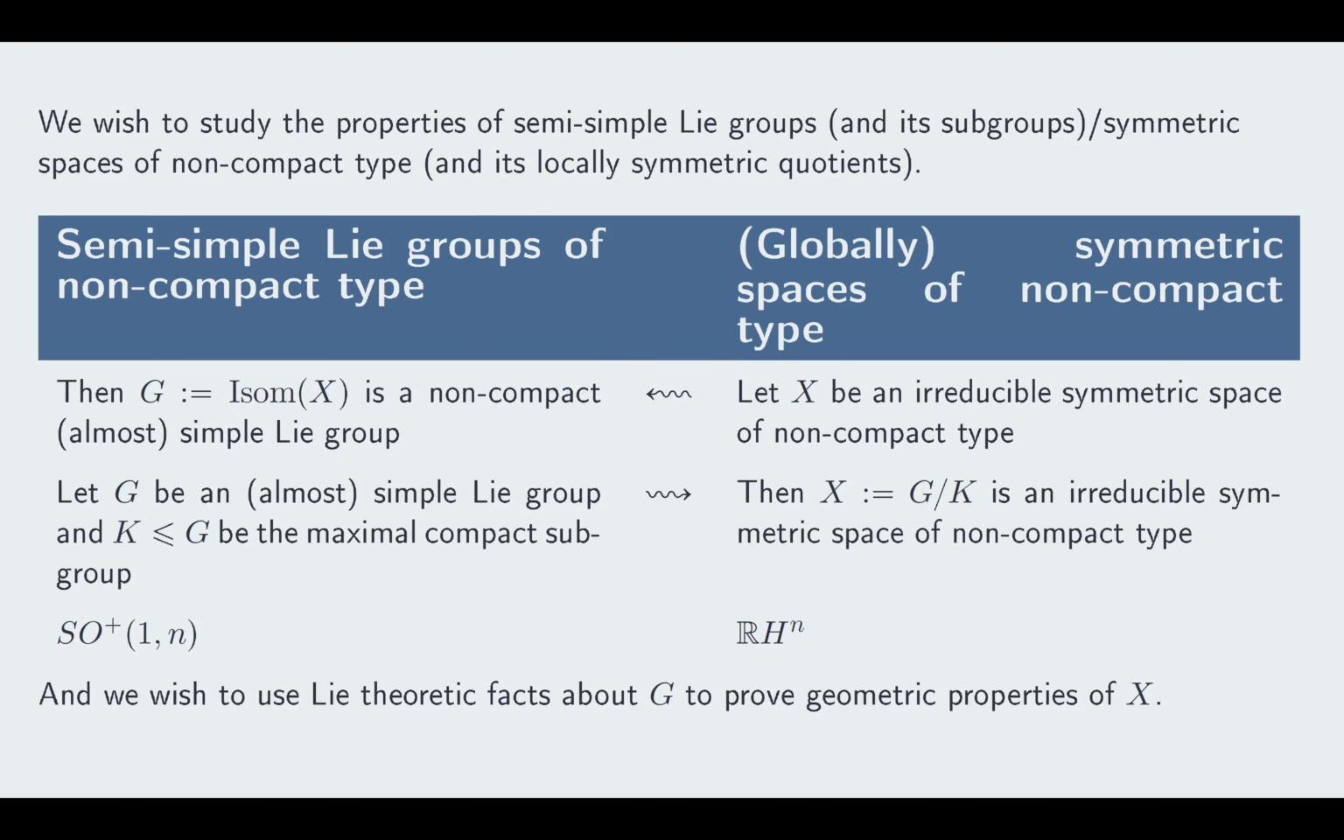And we wish to study the geometric properties of these symmetric spaces and their quotients, using Lie theoretic facts about the groups, their Lie algebras, or their subgroups. And vice versa, we can prove group theoretic facts about these groups and subgroups by using the geometric properties of the spaces and their quotients.